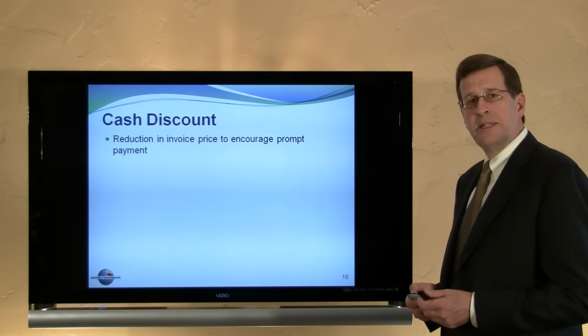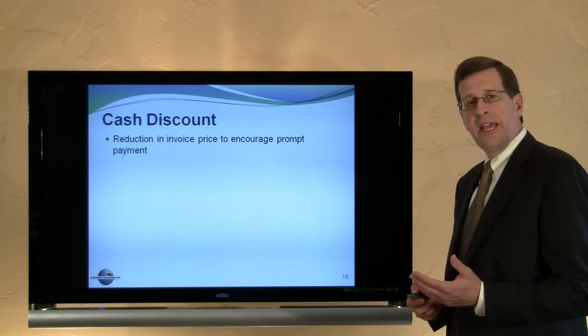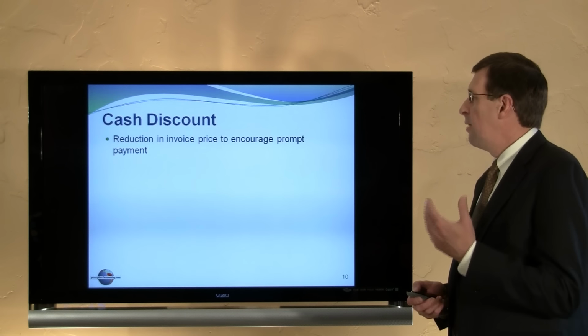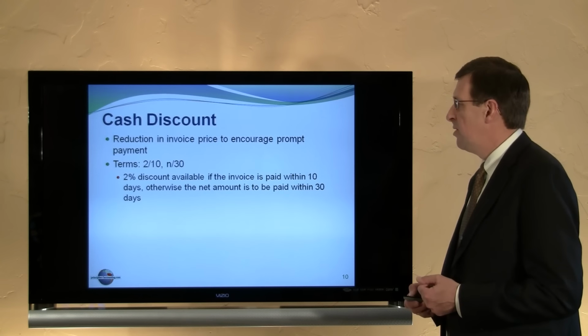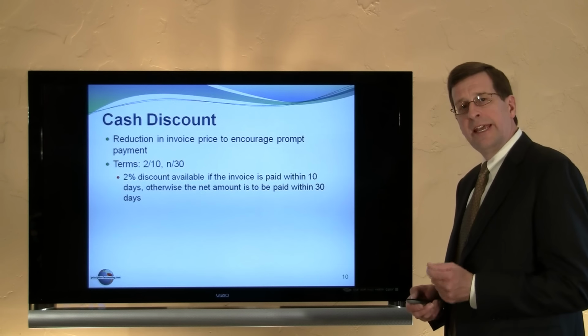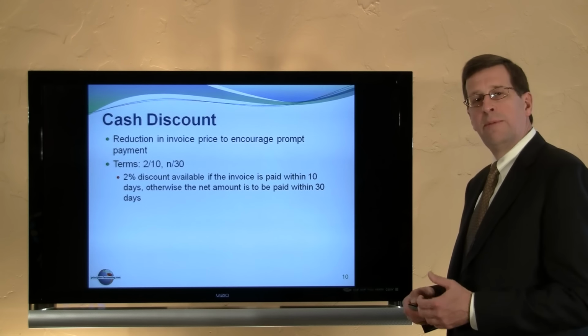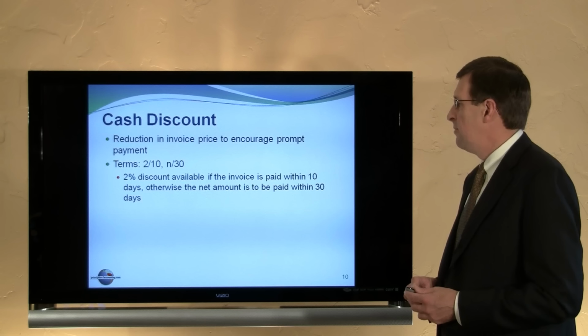Finally, let me close in speaking about cash discounts. Some merchants may extend a discount to their customers, a reduction in invoice price to encourage early payment. So you might see on an invoice terms such as 2/10, N/30. This indicates that a 2% discount is available if payment occurs within 10 days. Otherwise, the net amount is due to be paid within 30 days.